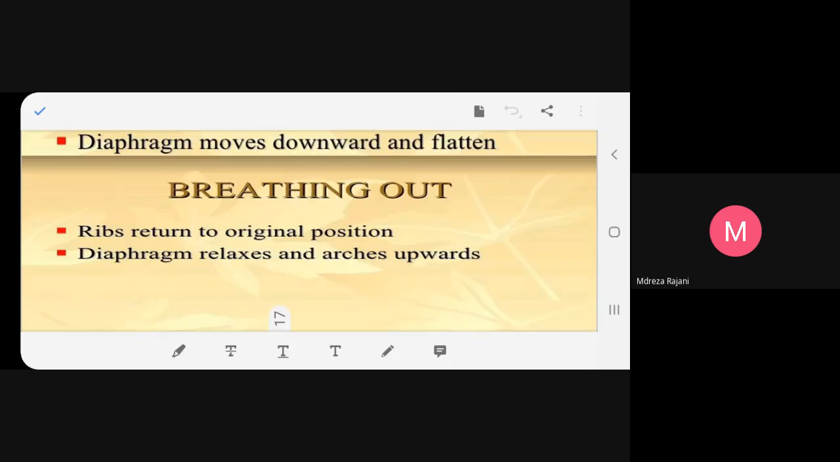What about breathing out? Breathing out. Ribs return to original position. Diaphragm relaxes and arches upwards.